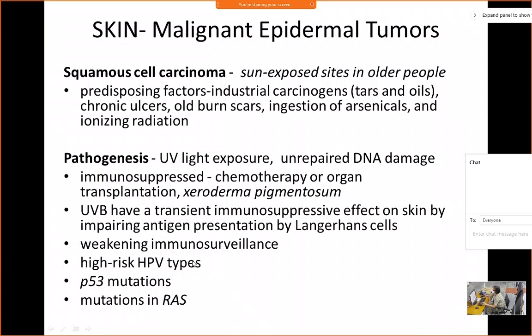Okay? Now that was about the peripheral nervous system. Now coming to the skin, there are only 3 skin tumors which are extremely important for you to know: the squamous cell carcinoma, basal cell carcinoma, and the malignant melanoma. So the most common is the squamous cell carcinoma.